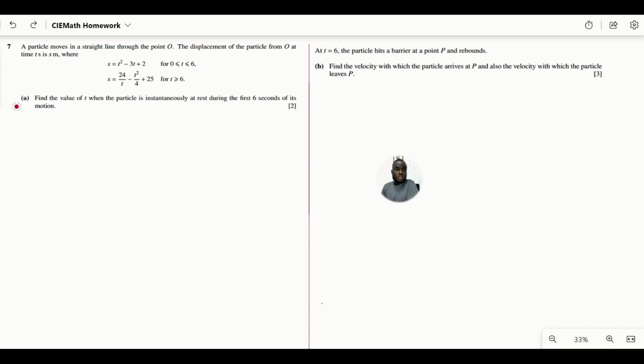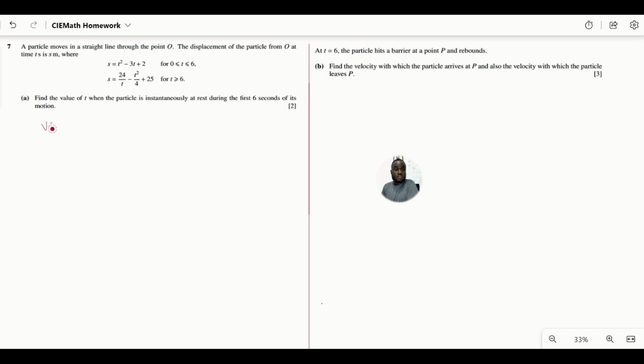So a particle moves in a straight line through the point O, and its displacement from O at any time is given by two functions, one defined for t less than 6 and the other defined for t greater than or equal to 6. We want to find the value of t when this particle is instantaneously at rest during the first 6 seconds of its motion. And of course, being at rest has everything to do with the velocity function having a zero value at a particular time. So let's calculate that time.